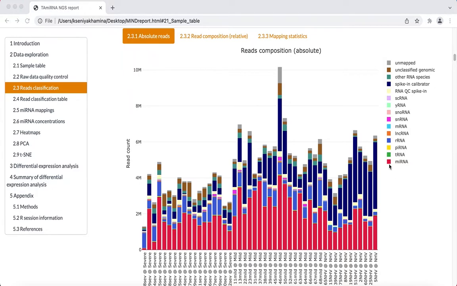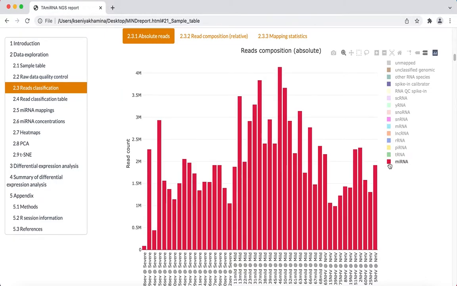If I double-click on a specific group of molecules that are, for example, of particular interest to me, then I would see only the number of read counts that were mapped to these specific molecules, for example, microRNA, for each characterized sample.